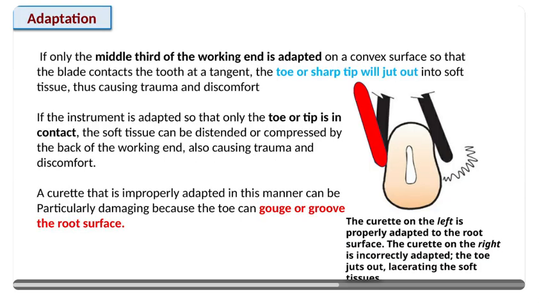Proper adaptation of a curette is crucial to avoid trauma. If only the middle third is adapted, the sharp tip may injure soft tissue. Incorrect adaptation, where the toe juts out, can lacerate tissues and damage the root surface. Ensuring the curette is properly adapted prevents these issues and maintains patient comfort.